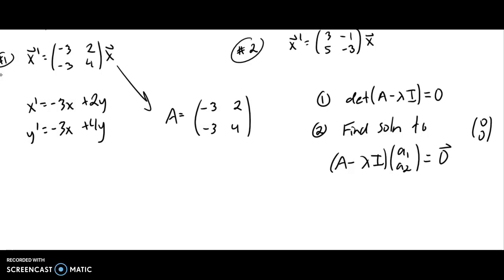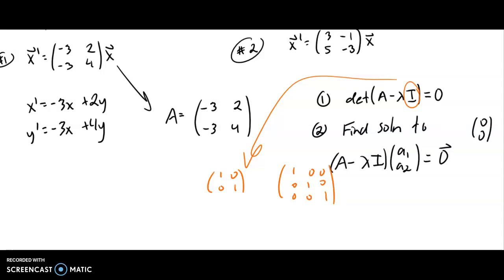Okay, so let me first say what I is. The identity matrix is [1, 0; 0, 1]. If I was working with a 3x3 system, it would be ones down the diagonal like this. But that's not what we're doing here, so we'll get rid of that because we don't need it. So if I do lambda times I, then what do I get? I get [lambda, 0; 0, lambda].